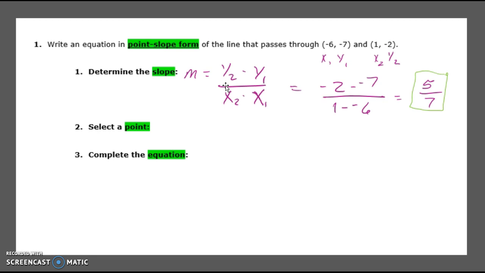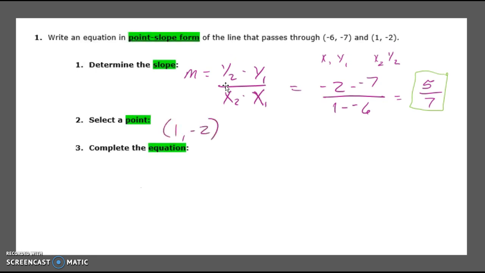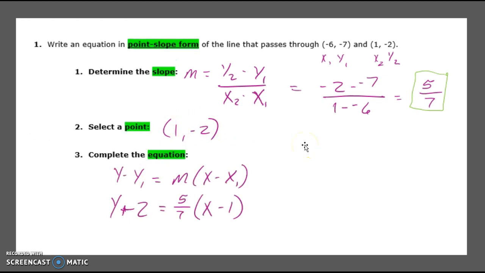After you determine the slope, you need to select a point. And it doesn't matter which point. It can be either of the two that you've been given. I personally liked the numbers 1 and -2 better. They were just small, and if I had to do any multiplication, those would be the ones I choose. So I'm going to pick this point, which is just one of them that I was given, and then I'm going to complete the equation.